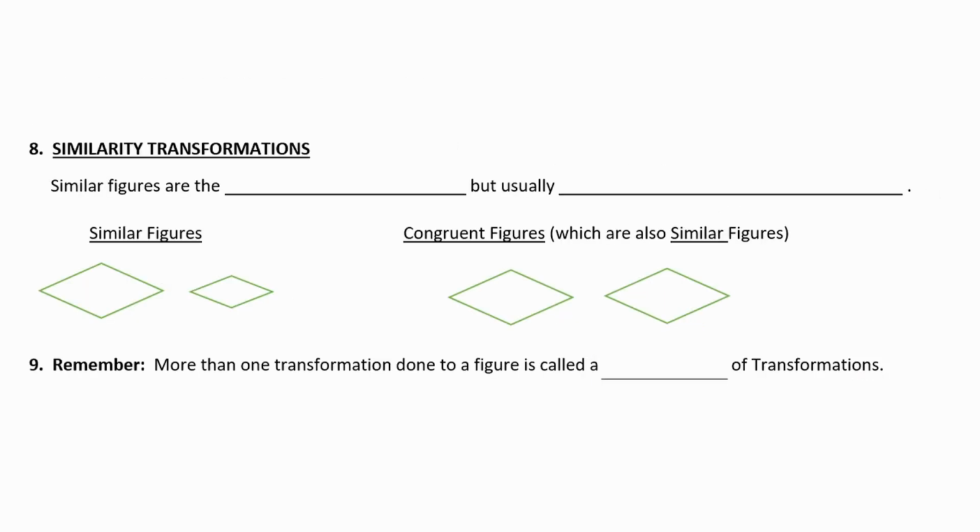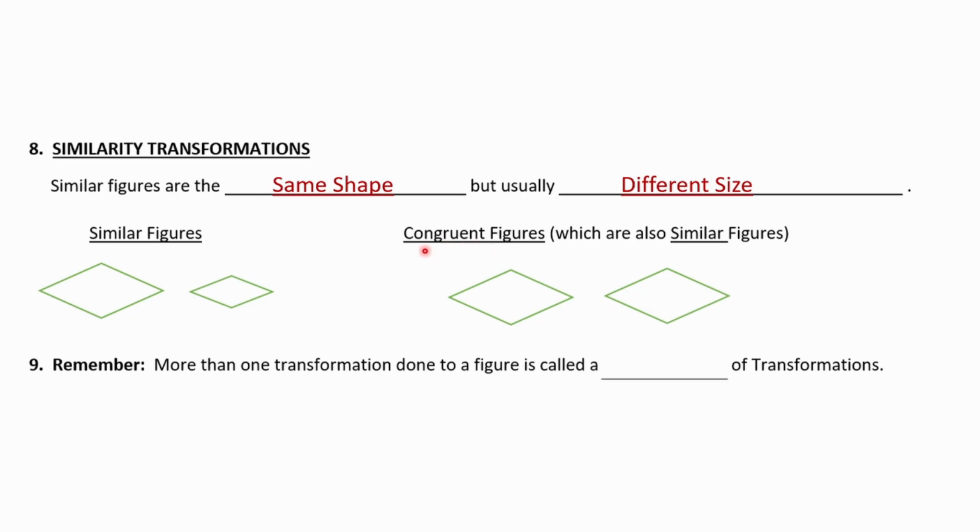All right, in part 8, we have this idea known as similarity transformations. And so we're going to talk about this idea of similar figures. And similar figures are going to be the same shape, but usually they're different sizes. So in the bottom, we have two examples here. On the left, similar figures. We have these two diamonds. Let me grab my little laser pointer. So these are the same shape. However, the one on the right clearly is smaller than the one on the left.